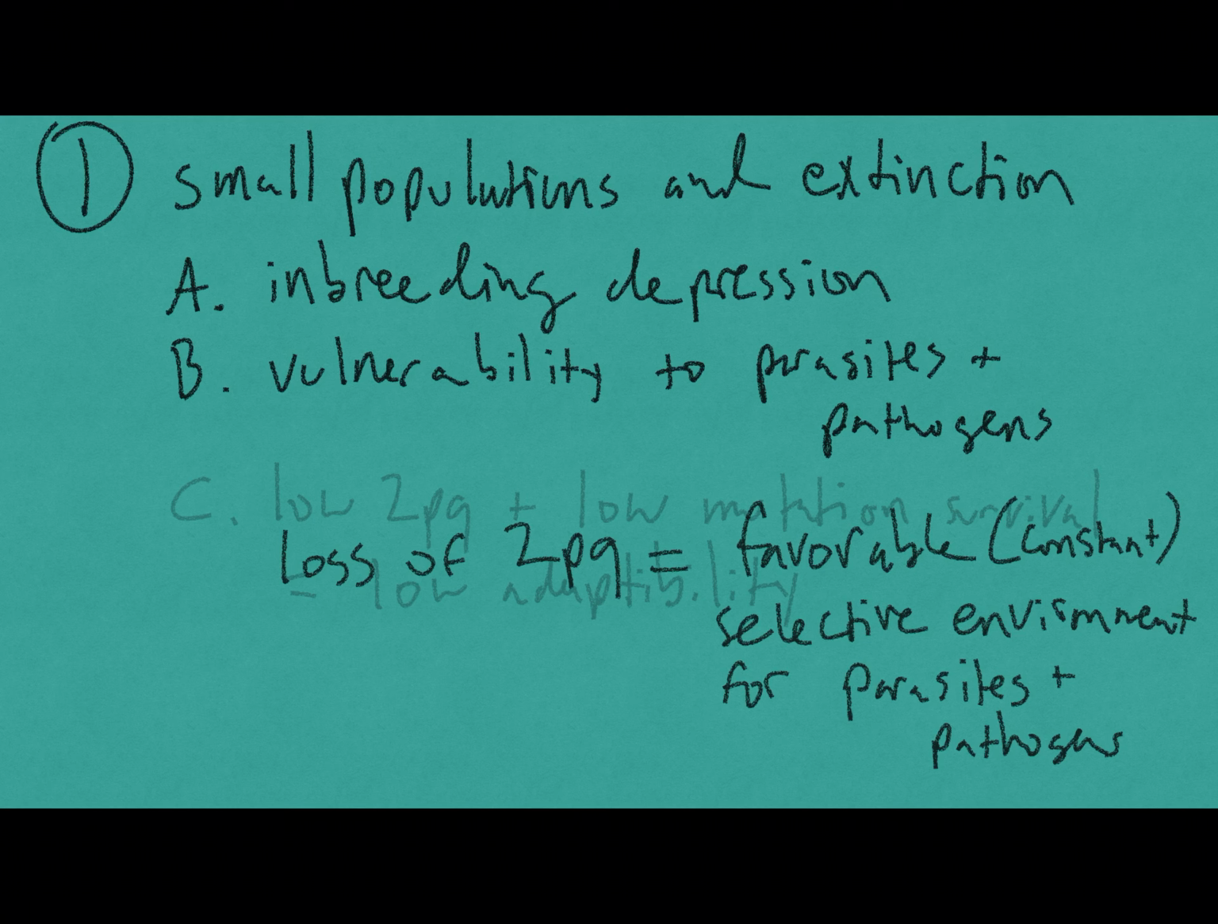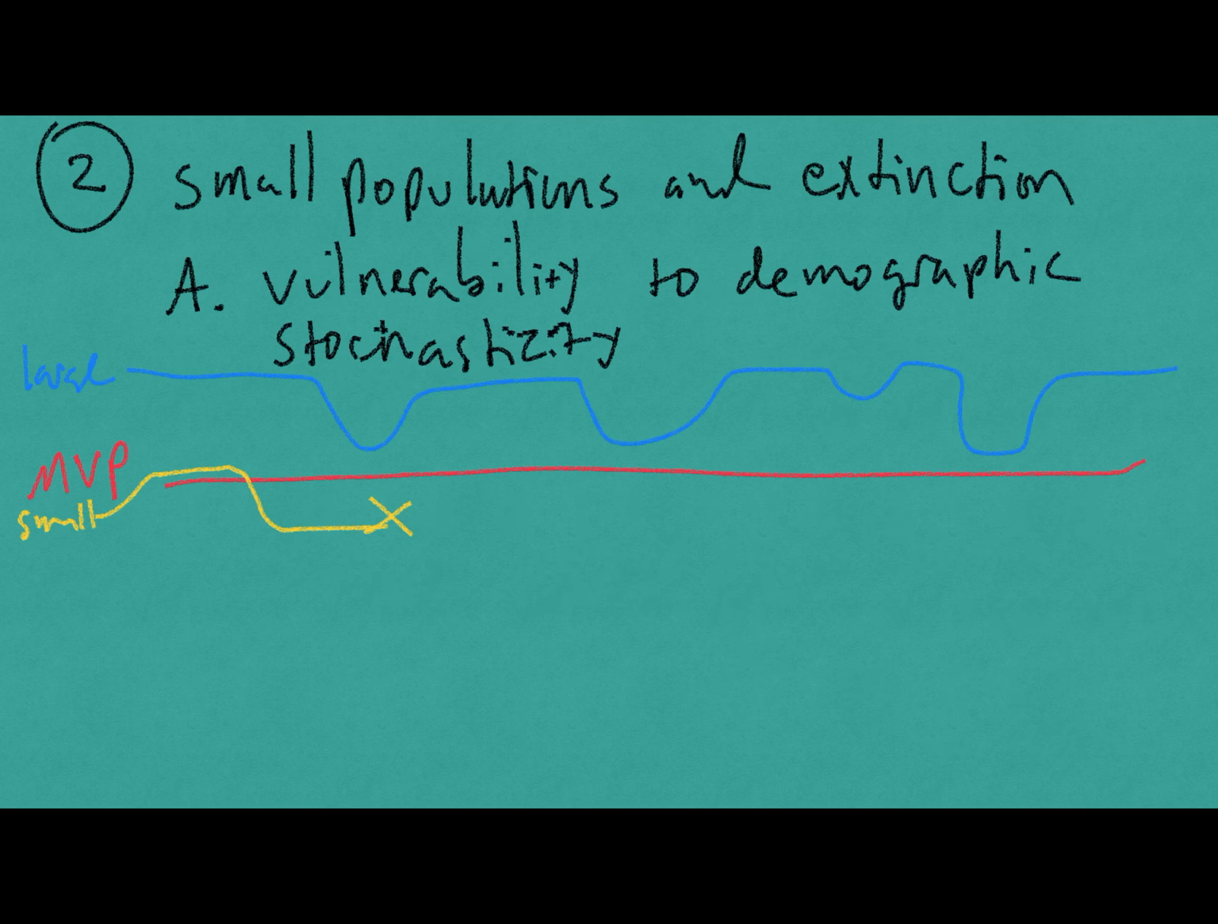Question 2 asks us to detail 3 non-genetic reasons why small populations are vulnerable to extinction. Again, there are many possible answers, and I'll detail just 3 here. The first is demographic stochasticity. With the blue line, I've shown a large population that experiences demographic stochasticity over time. It experiences ups and downs in its population.